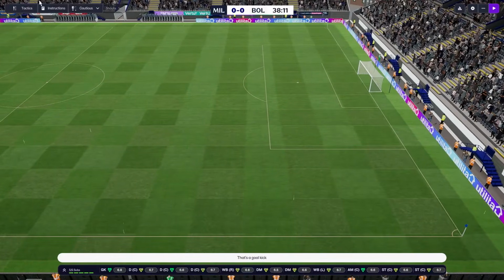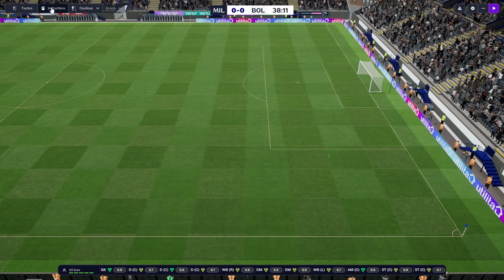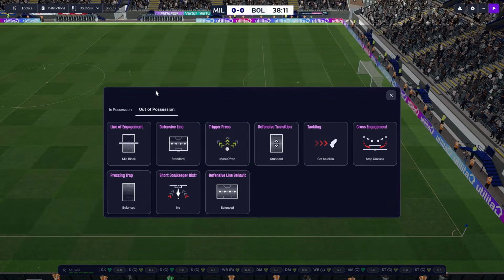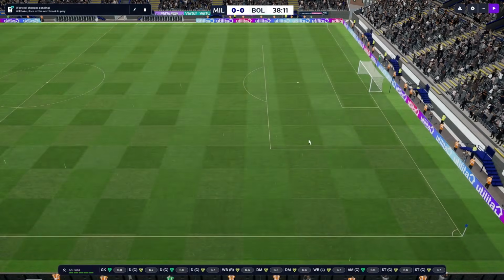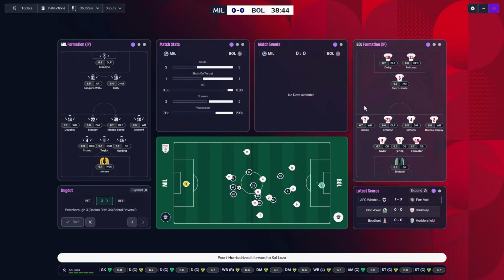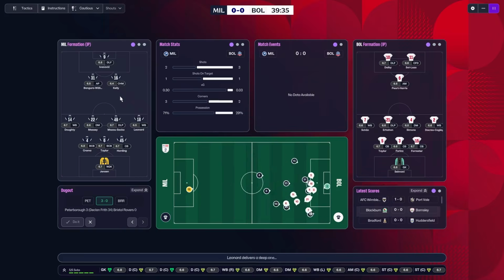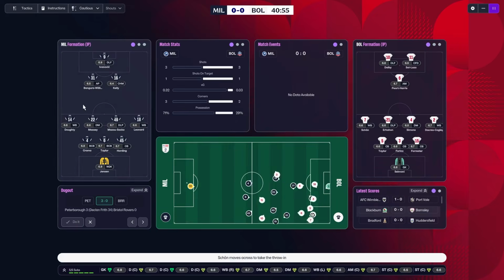What I can do in this scenario is to go to my team instructions and then out of possession. I know we asked Doughty to come inside, but we may try to use the pressing trap to show them outside, because one of the main threats that we have now is their number 10, their attacking midfielder, Daniel Kelly. So we do not want him to have the ball, so we can show them outside.